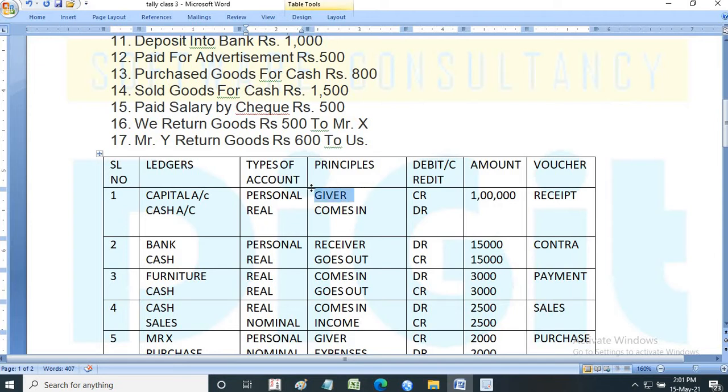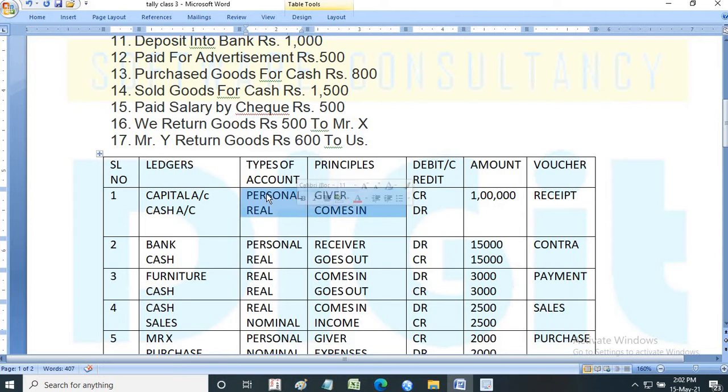So next, after finding their type, we will apply the rules. Okay, these are the principles. Then rule, for personal account we check whether it's a receiver or giver, because if it is receiver, then the rule says that it should be debited, and if it is giver, then the rule says that it should be credited, right? Likewise for real account, what we check: debit what comes in, credit what goes out. So here we will see whether it comes in or goes out.